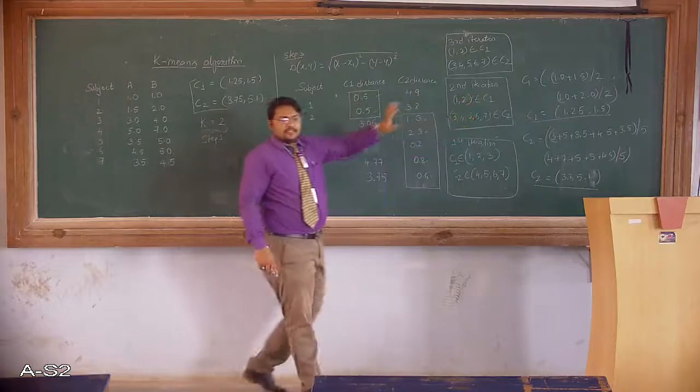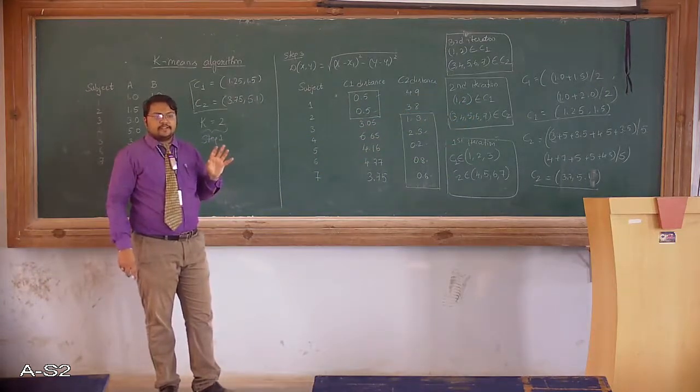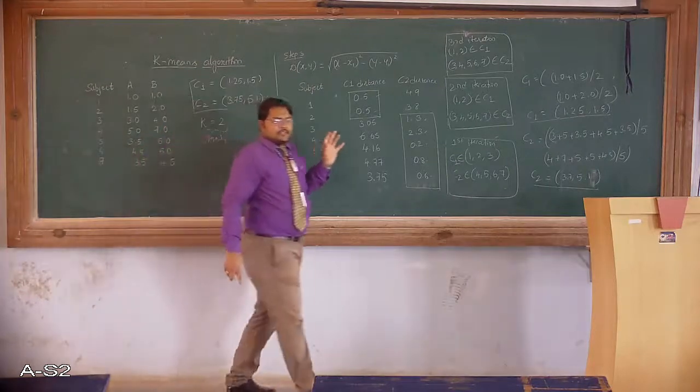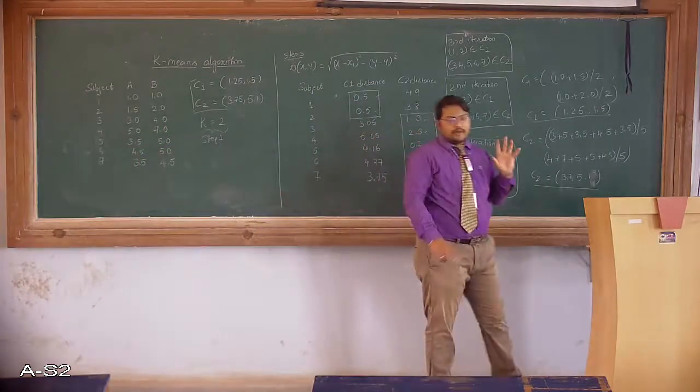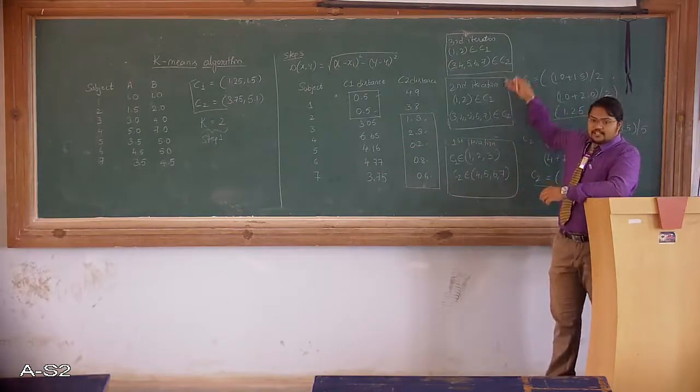So now the sixth step of the K-means algorithm: check whether the stopping criterion is met. The stopping criterion here is unchanged values in the clusters. So we are seeing unchanged values.